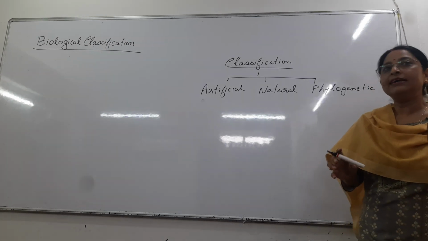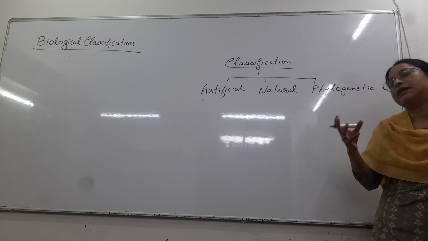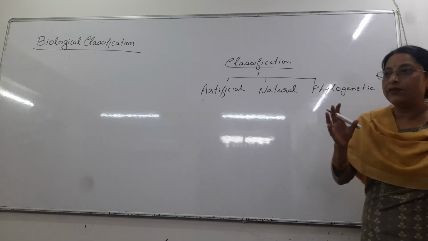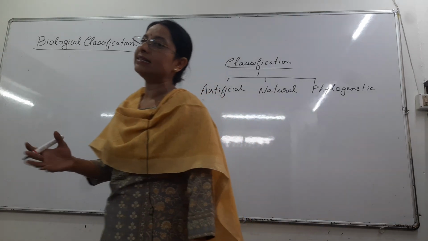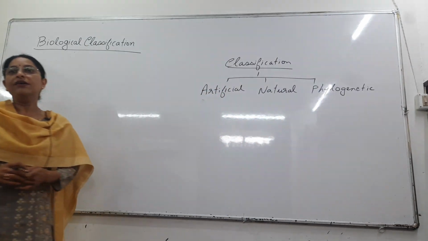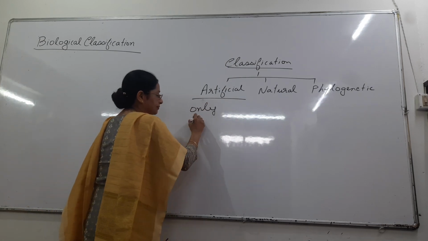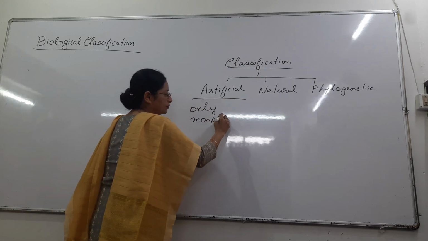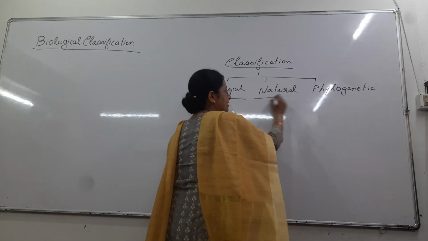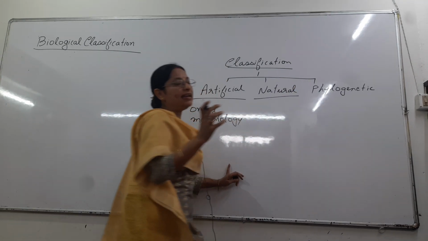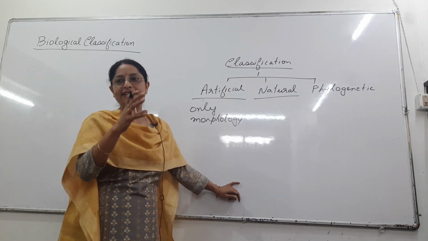Talking about these 3, what we remember, which classification do we call artificial? The classification based only on morphology, right? What does classification mean? Arrangement, right? Organisms have to be arranged into groups and subgroups, and when you are doing the classification, if you are considering only the morphology of the organism, then what do we call it? We call it artificial, right? So only morphological characters were considered. Right? And the next is natural classification.